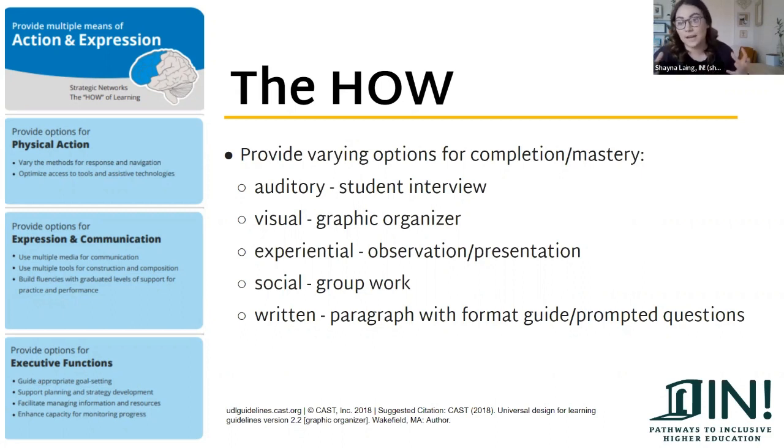information. So maybe students can have an auditory option where instead of writing a paper, they do an interview with you, indicating what they've learned, hitting key points of expectations, but it's more of an interactive interview. Maybe for visual learners, they can select graphic organizers where they break down the concepts that they've learned in visual format. Experiential learners, allowing them to do a presentation where it's a little bit more hands-on and active, or maybe you observe them in a specific setting to assess their mastery. For social learners, doing some group work activities, or for written learners, paragraph format with guides or prompted questions.